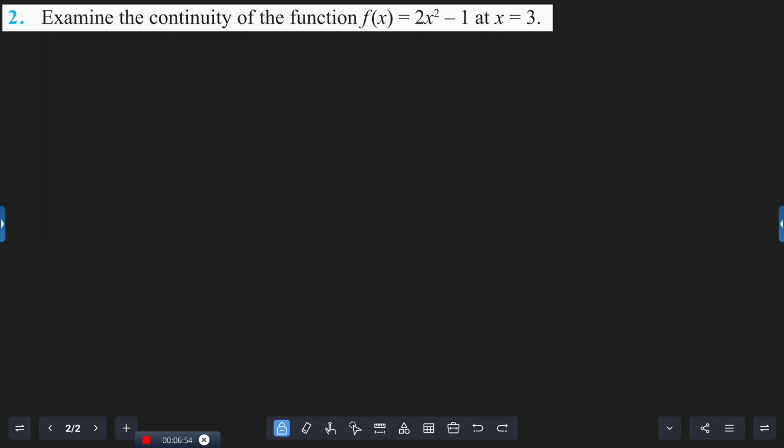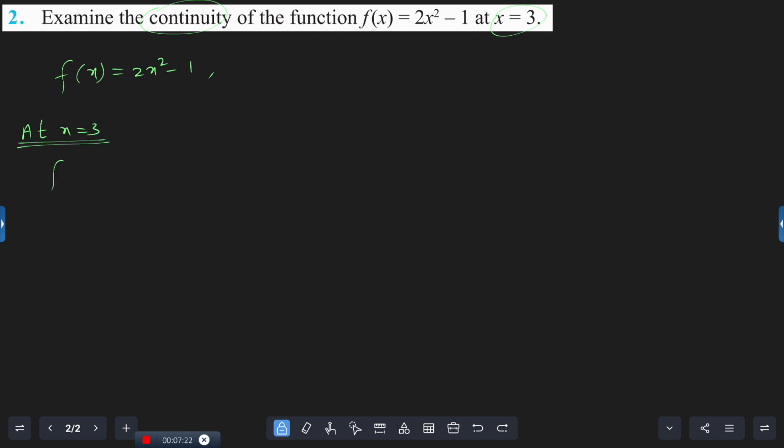So examine the continuity of the function. It's like a normal one, the same thing we have done previously. Continuity, in the sense when the exact point value is given, we can go directly to the function value and limit value. So f of x is 2x square minus 1. We have to check at x is equal to 3 whether the function is continuous or not.